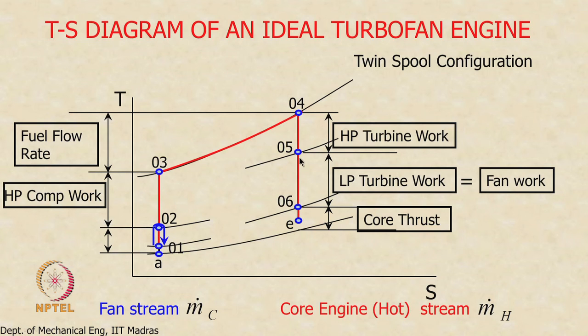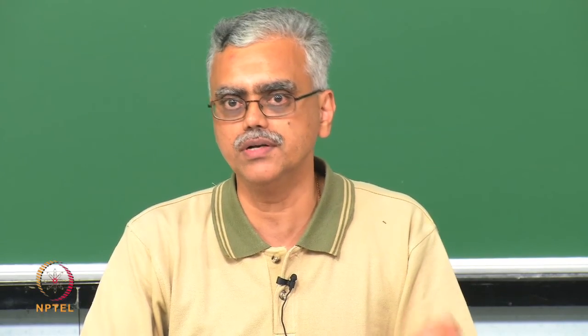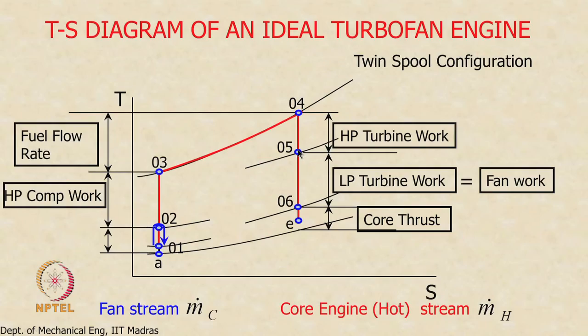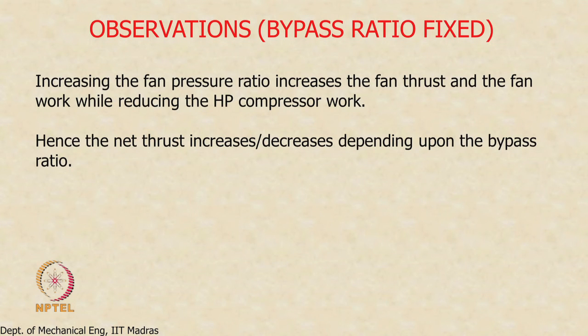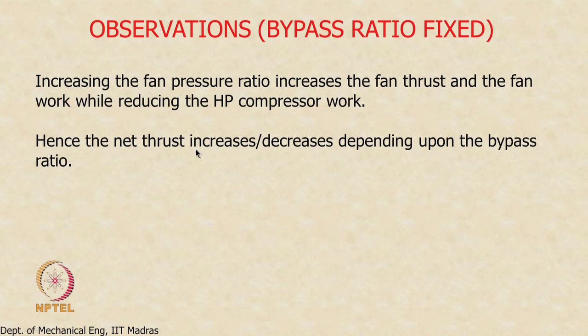Okay. That is the difference between increasing the bypass ratio alone or increasing the fan pressure ratio. This point begins to slide up on this vertical line. So, the overall thrust may increase or not. Okay. So, that is what we are saying here. Increasing the fan pressure ratio increases the fan thrust and the fan work while reducing the HP compressor work. So, consequently, the net effect is that the net thrust can increase possibly, but depending upon the actual pressure ratio and the bypass ratio, it may also decrease.